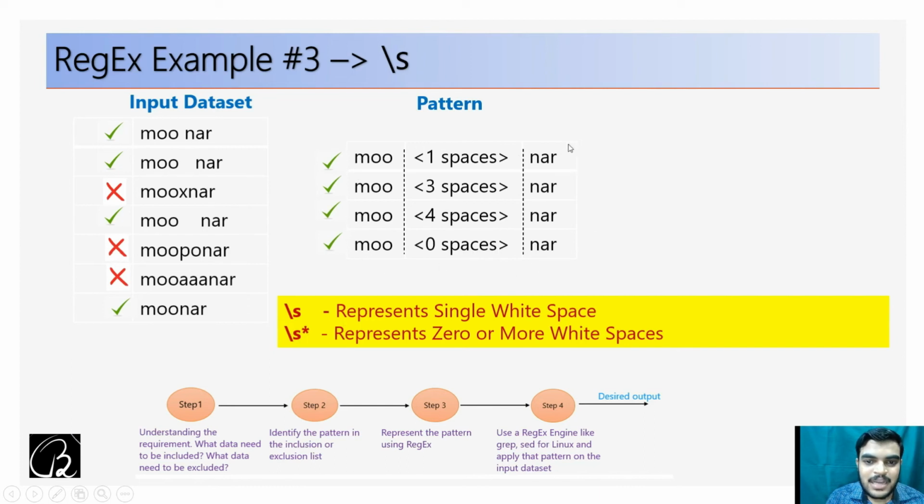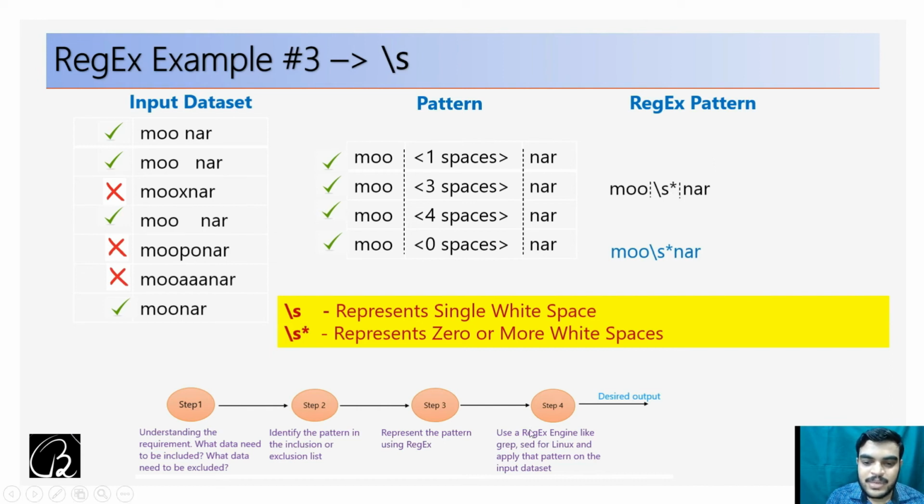Now let's try to implement our pattern using regex with the symbols which are available now. So here is our regex pattern, that is step 3. We have successfully represented our regular expression pattern, that is mo, then nar, and in between these two we have \s*, which means it allows 0 or more occurrences of white spaces, right? So here we have our final regex pattern.